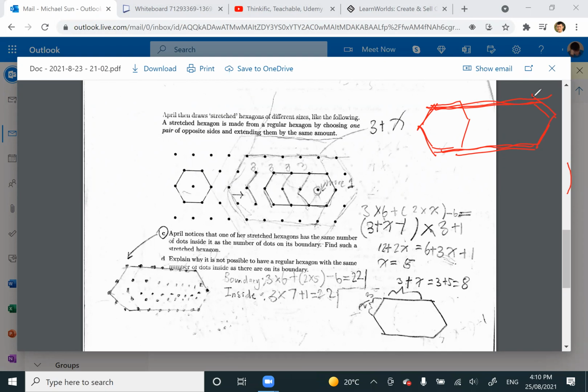Have you heard of a stretch limo? A limousine is like a car that's really long in the middle. Okay, anyway.